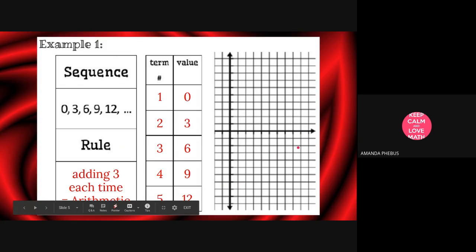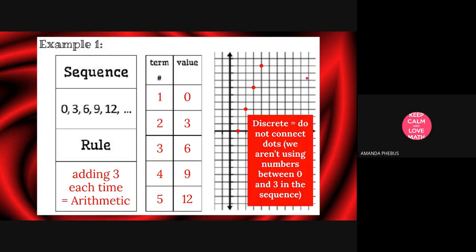And what we're going to do is we're going to graph these. So I am going to have (1, 0), (2, 3), (3, 6), (4, 9), and (5, 12) doesn't fit, but I've got at least a good 4 of them on here. Now, we are not going to connect these. This is discrete, so we do not connect the dots because we're not using all the numbers between 0 and 3 and the numbers between 3 and 6. We're just using those individual values, okay?